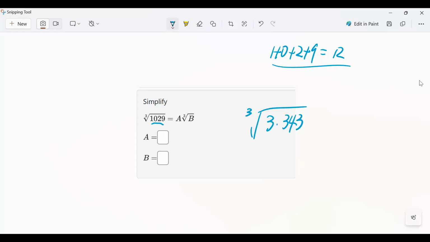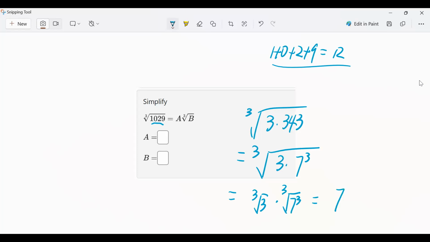And then we know 343 is a maximum cube number going into this 1029, and this is actually 7 cubed. So again, the cubic root of 3 times the cubic root of 7 cubed, they offset each other. We end up with 7 times the cubic root of 3. Now A will be 7, B will be 3. And this is one way.